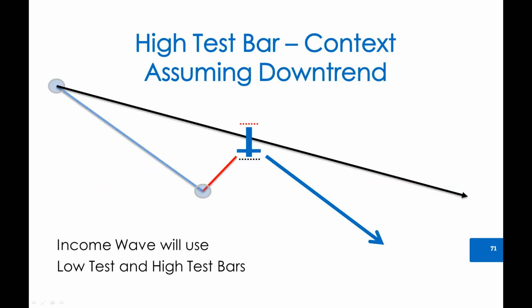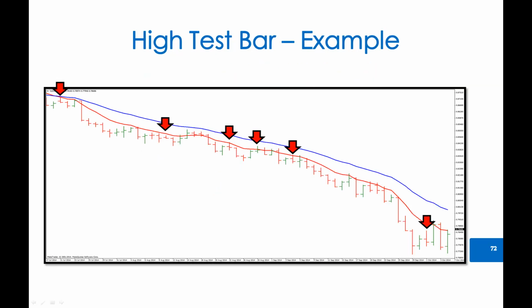So a high test bar in the context assuming a downtrend using the income wave, you would look for the high test bar to be at the end of a phase 2, moving down into a phase 1. Here are some examples.